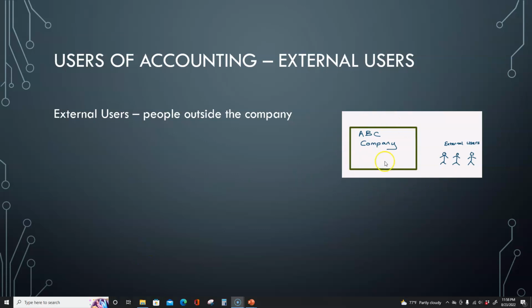If we look at ABC company here, external users are people that have no access to the company. They don't work there, they have no relationship to the company. They are interested in the company's information, but they are outsiders. Let's take a look at some of the different types of external users.